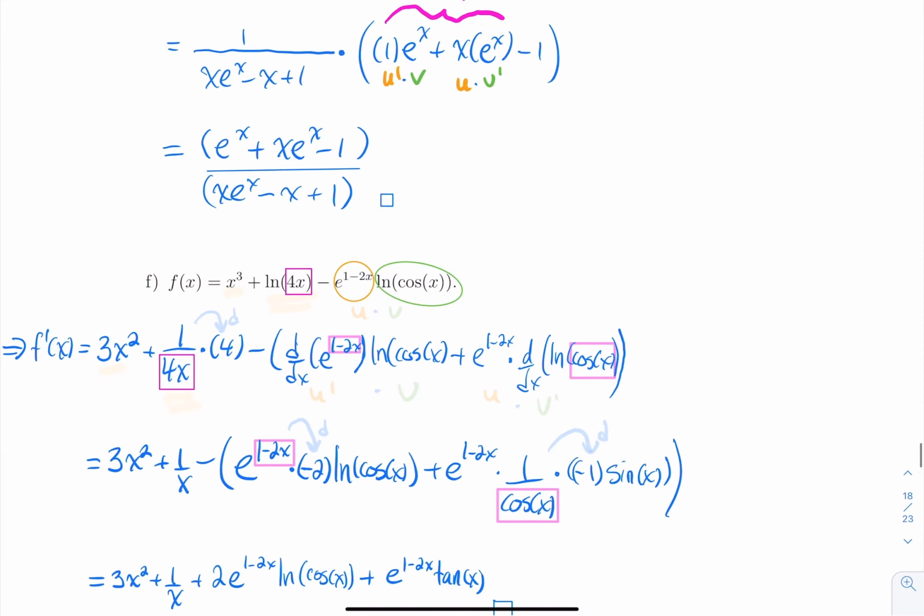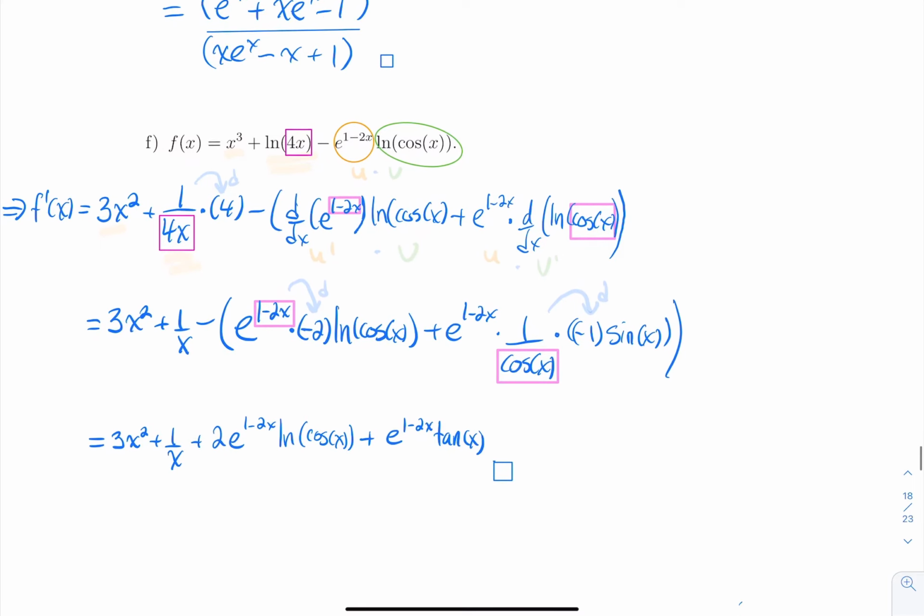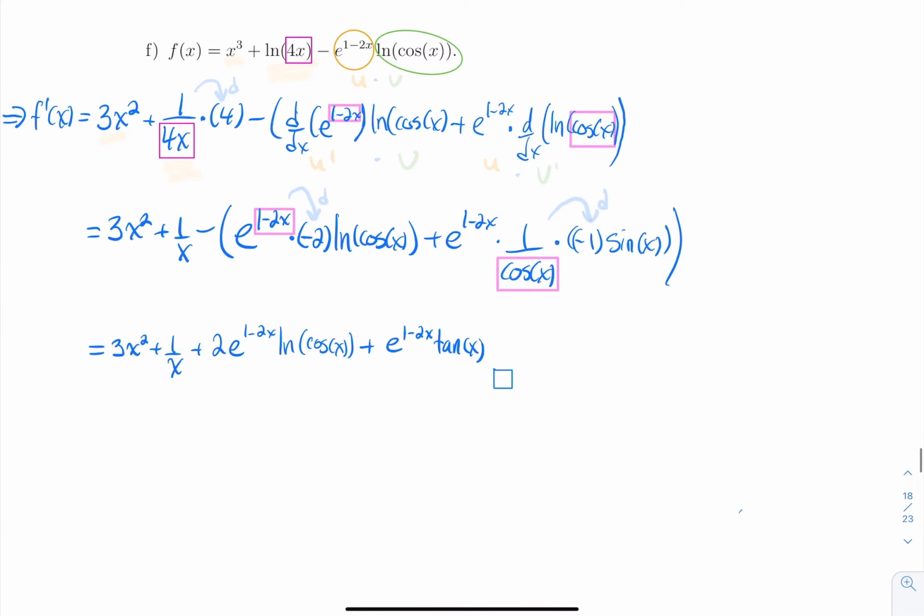So we have f of x, which is equal to x cubed plus ln of 4x minus the product of e to the power 1 minus 2x times ln of cosine x. So a lot of things going on here. So the first term is just x cubed. So the derivative of x cubed will just become 3x squared. No problem there.